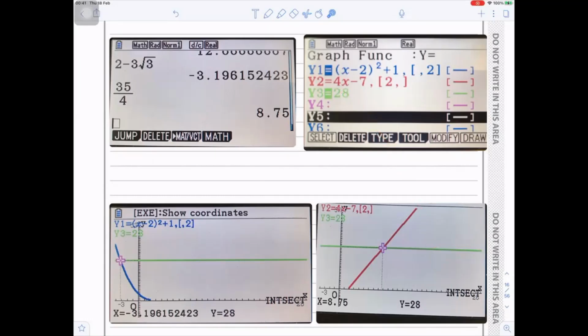Now, 35 over 4 is 8.75, which is that 8.75 there. So it is this point here. You want this side, because when x is bigger than 8.75, you get a value bigger than 28, because that point there is 28. So you want this side. So that's how we decided using these graphs.